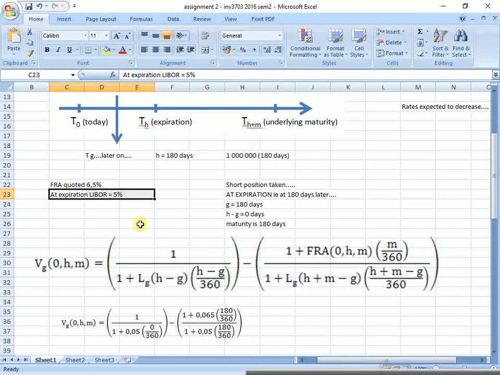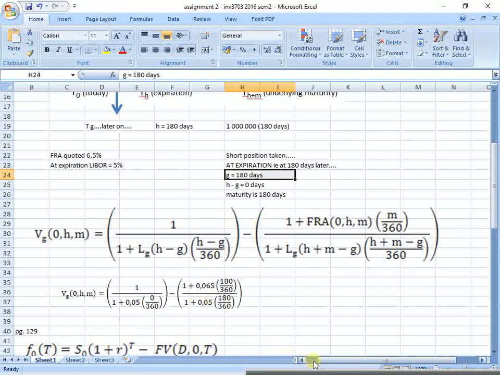G is 0 days because you're at expiration. Actually, G would be 180. H minus G would be 0 days. Have a look. G is 180 days because it's how many days later? 180 days. Yes.